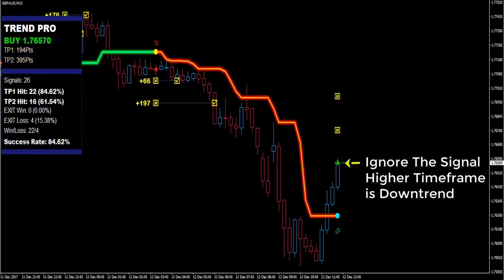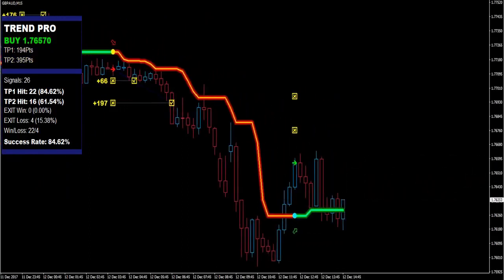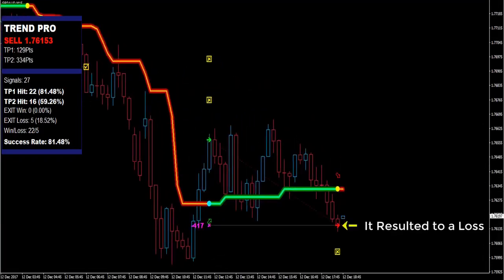Ignore the signal. Higher time frame is downtrend. It resulted in a loss.